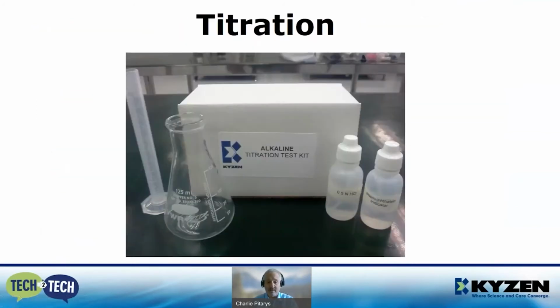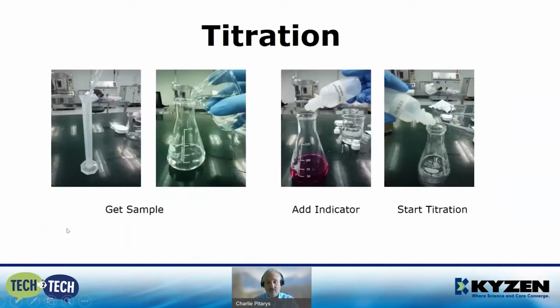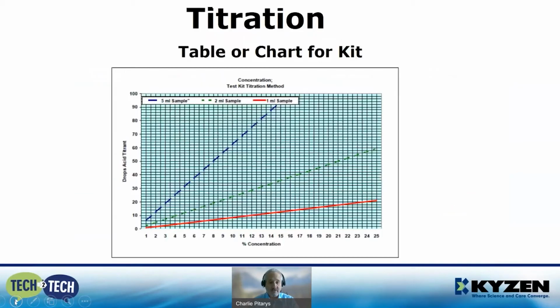Titration monitoring is simply just like if you had a hot tub or a swimming pool. You get your sample, you add your indicator, which in this case is a phenolphthalein solution, and you start adding the drops of titrant. The titrant drops are a dilute solution of hydrochloric acid, and you count the drops. In this case, once again, specific to the cleaning solution, KYZEN has done the work for you, and we have created these charts available to measure your concentration.